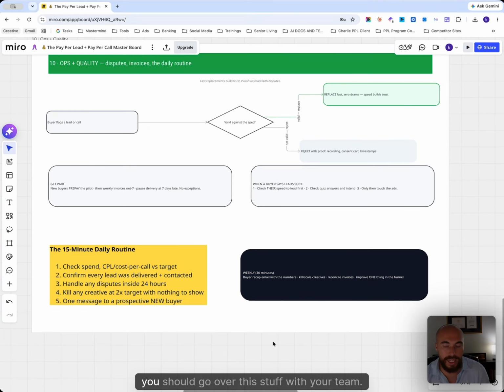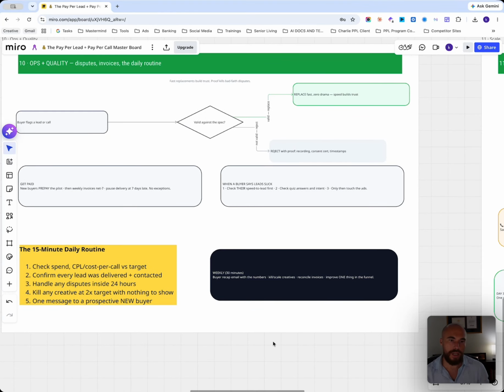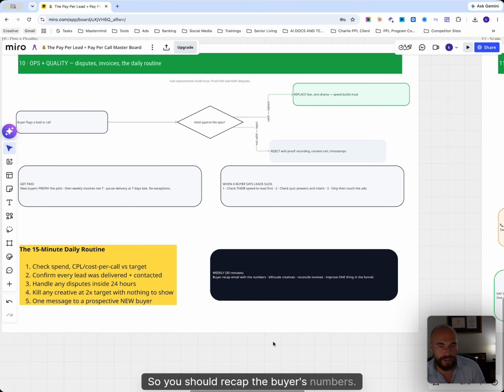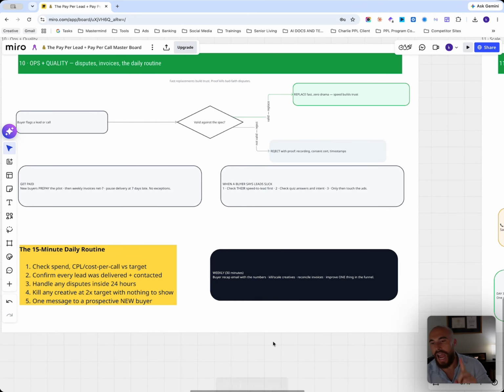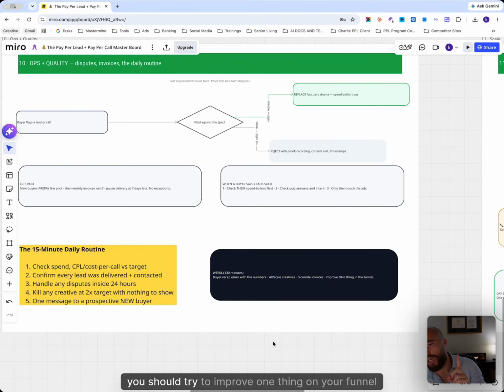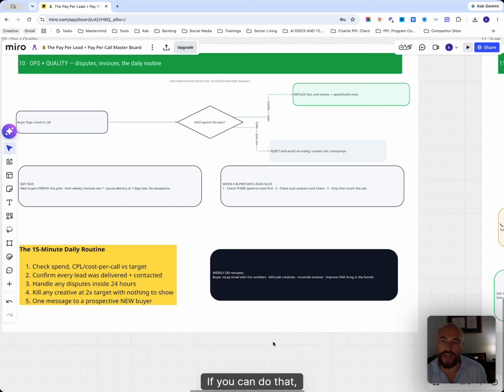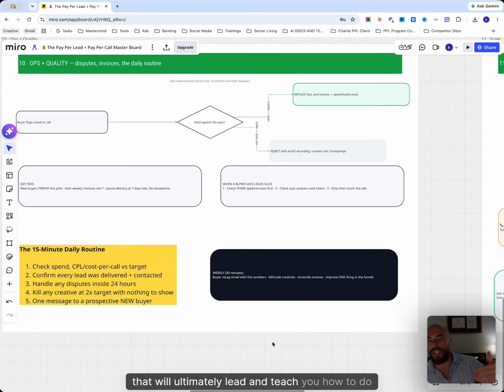Now, weekly, you should go over this stuff with your team. You should recap the buyers' numbers. You should kill or scale creatives every Friday. You should reconcile all of your invoices. And always, every Friday, you should try to improve one thing on your funnel before the weekend ends. If you can do that, that will ultimately teach you how to do this at a much better rate.